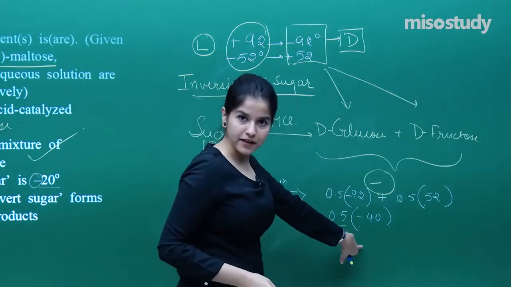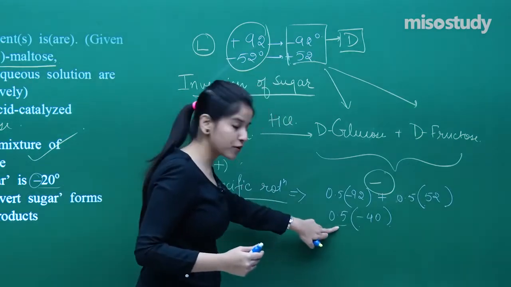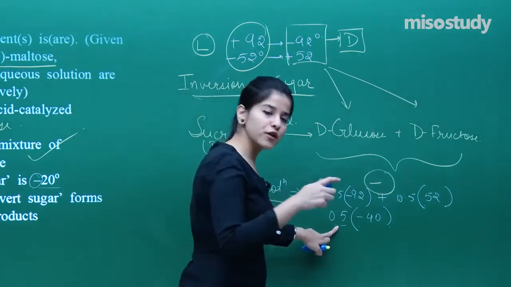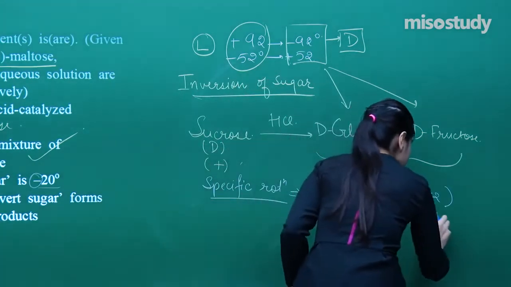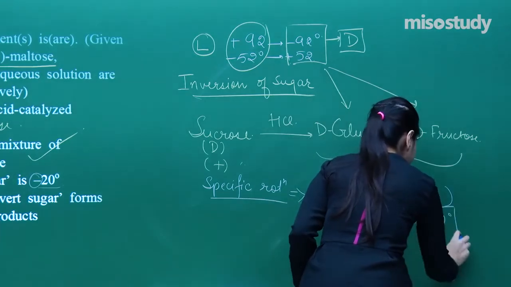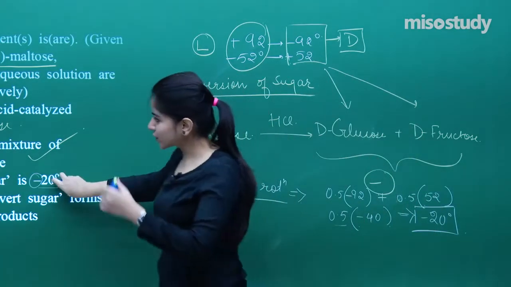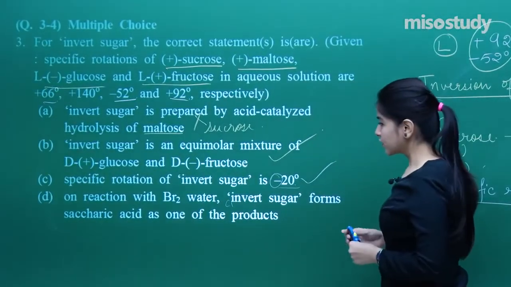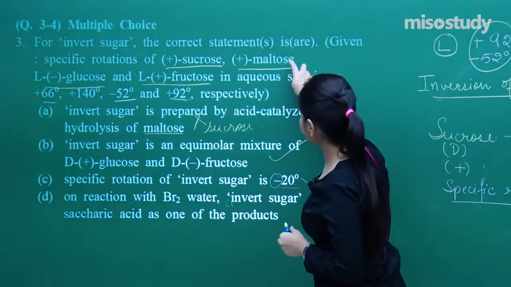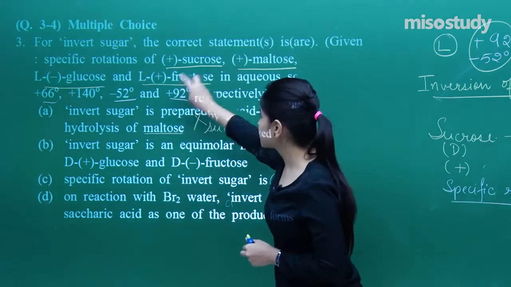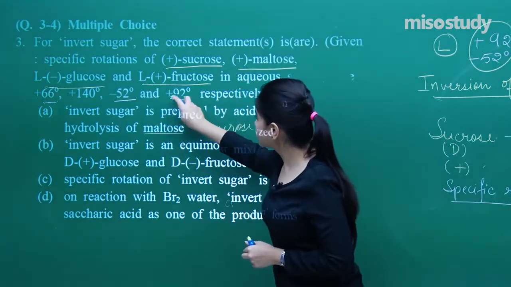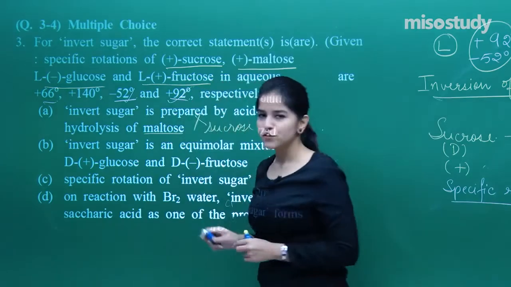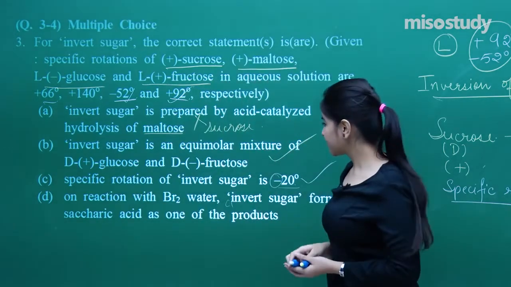I need to multiply by half. This is nothing but 0.5 is nothing but half. So what do we get here? Minus 20 degrees. So that is what the question also says. That means this very option is also correct. So just be very careful, you do not need to take the value for maltose or sucrose, but glucose and fructose. So these values you need to consider. So I hope everybody has got the answer right.